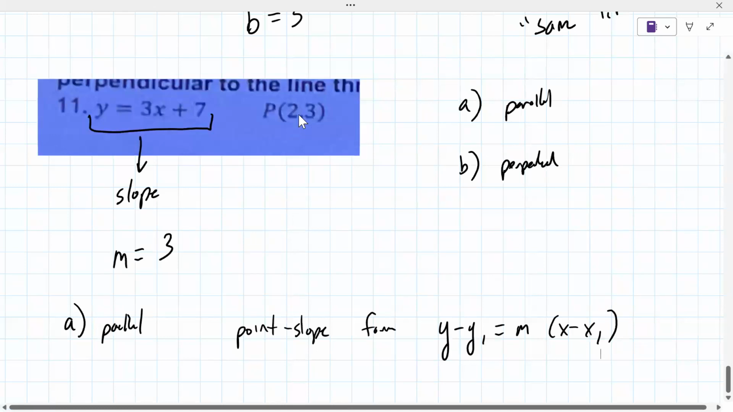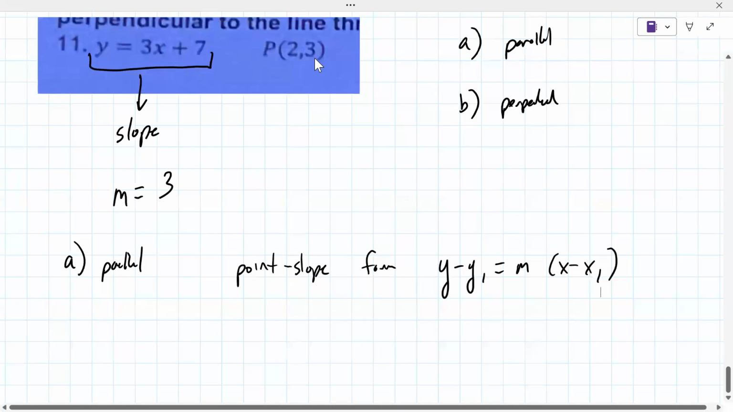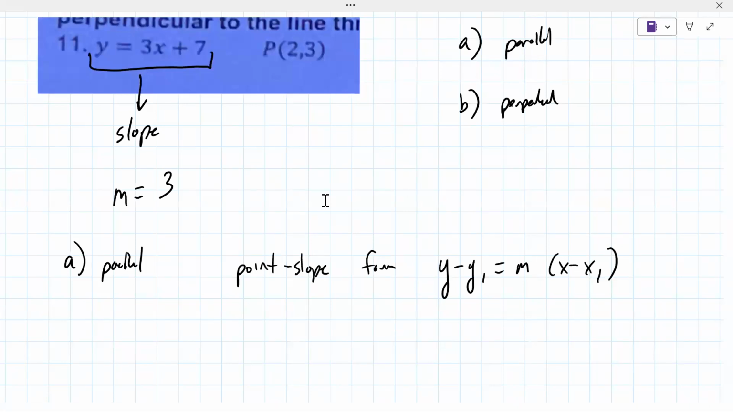It's like if you want a burger, drink, and a fry, you get a number one, right? You don't try to make it into something that it isn't. If you have the slope and a point, use point slope form. Okay, so your point is 2, 3. That's your x1, your y1. Your m is 3. Could you give me the equation here, please? Sure.